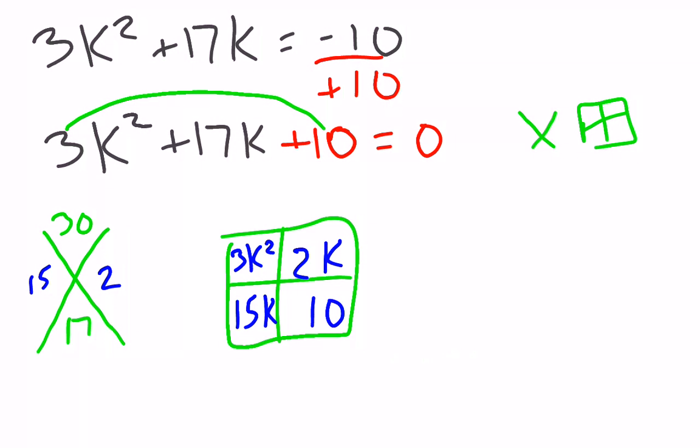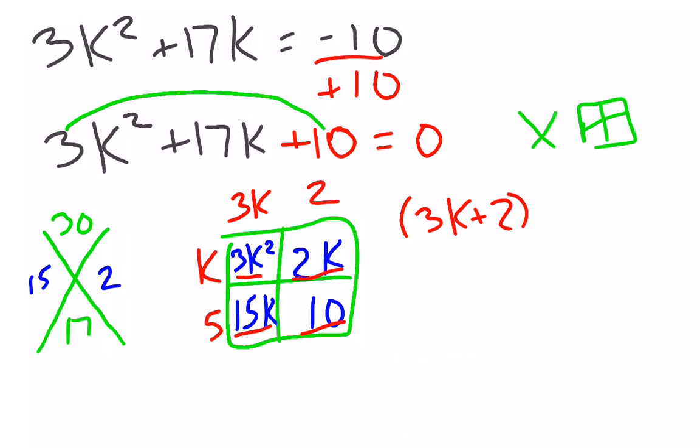I need to take out my GCF, which would be 3k, 2k, and 5. Check that your multiplication works. k times 3k gives me 3k squared. k times 2 gives me 2k. 5 times 3k is 15k. 5 times 2 is 10. Okay, that's good. I know my answer is right then, and I haven't gone on and done my problem all wrong. So 3k plus 2 times k plus 5 equals 0.